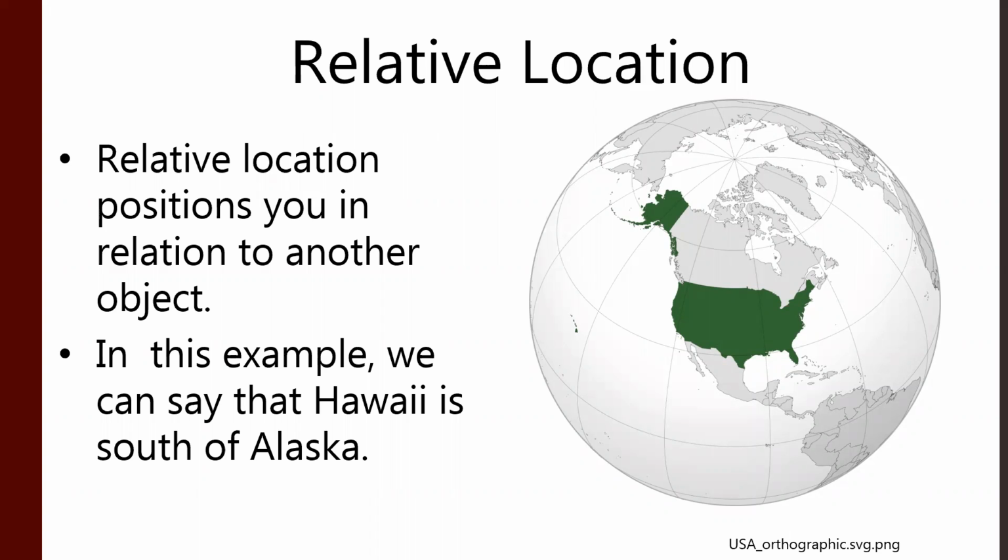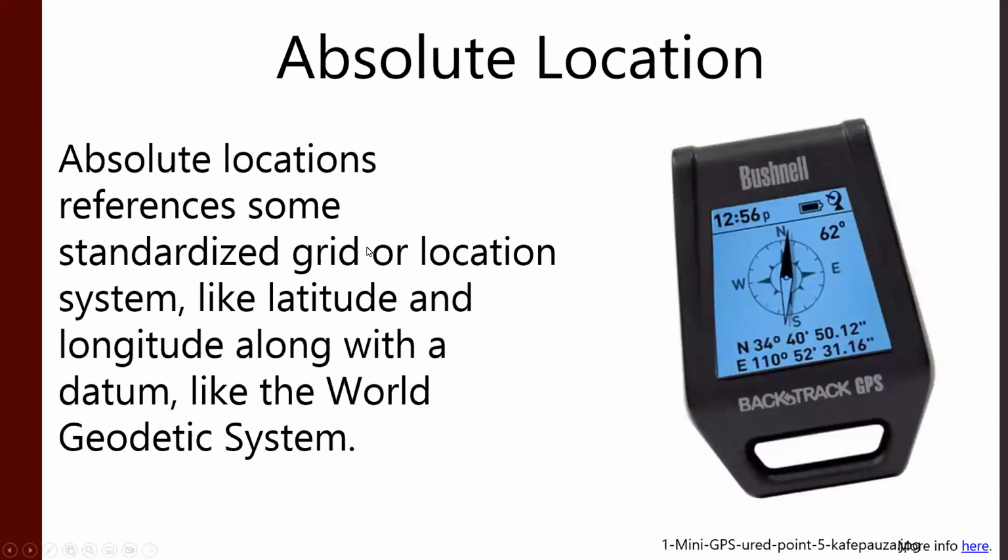Where is the coffee shop? Oh, it's across from the grocery store. Oh, okay, I know where the coffee shop is. Sometimes relative location is more than enough to get us there. Many times it isn't. But to get absolute locations, we need a standardization. We need a system. And we need that system to be rigorously defined.